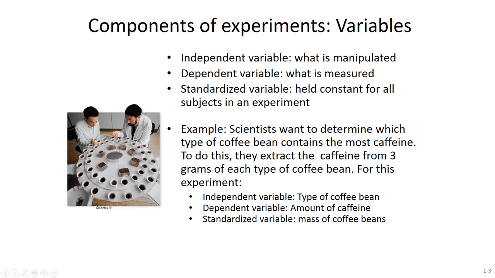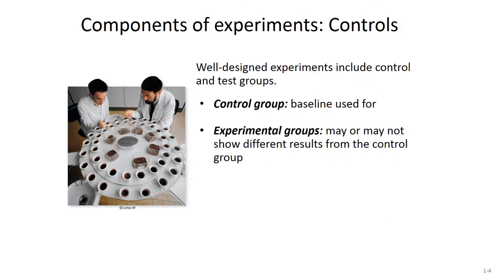So in this example, I just mentioned that we're extracting caffeine from 3 grams of each type of coffee bean. So that's a constant. We call that a standardized variable. But again, had I told you about the temperature they were grown at, the type of soil, all of those would be constants as well. Okay, so we always need to do a controlled experiment. You have to have something to compare it to.